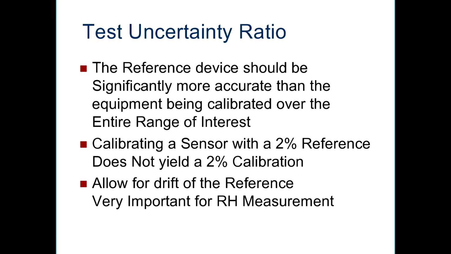3 or 4 to 1 are typical, although that is difficult to achieve in relative humidity. So we use something called guard banding to compensate for that. Again, that's a topic to itself, but it's important to note that we just cannot simply transfer that accuracy or measurement uncertainty from one device to the other. There's degradation at each step.